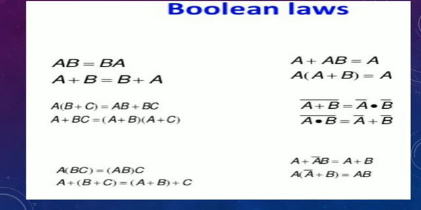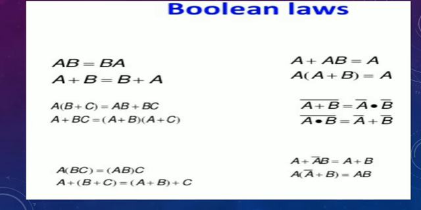Now come to this one. A plus AB is equal to A. And another one is A into A plus B is equal to A. Both are A. Yes. And see the next one. A into B plus C is equal to AB plus AC. And see the next one. A plus BC is equal to A plus B into A plus C. This is dot product over sum.